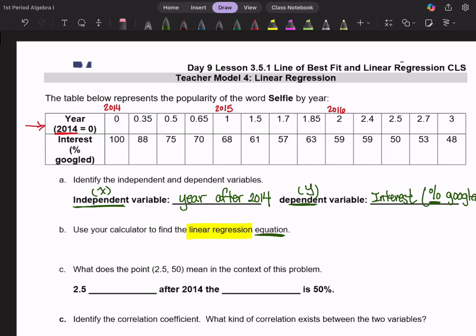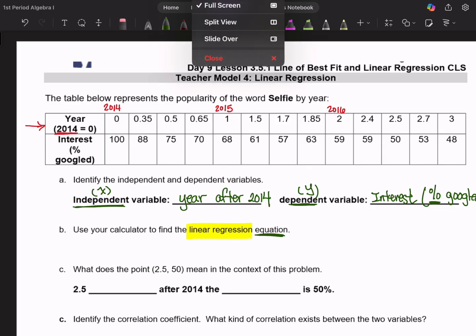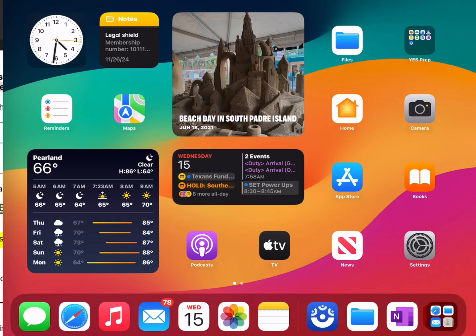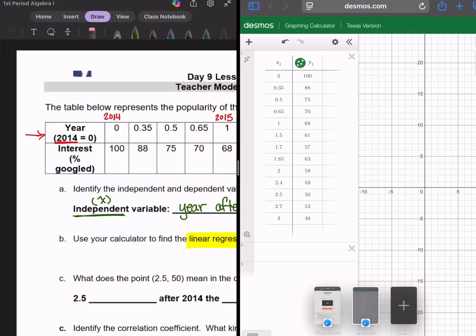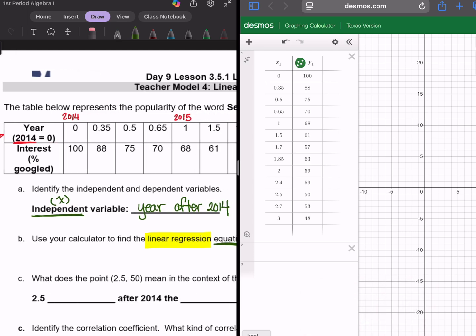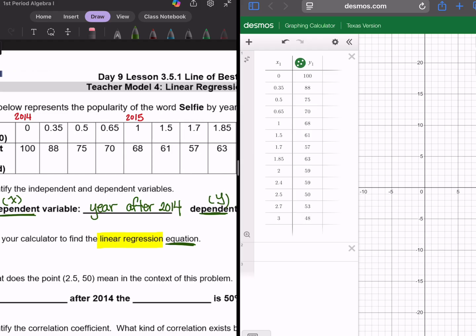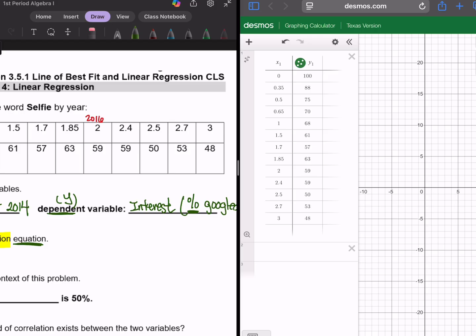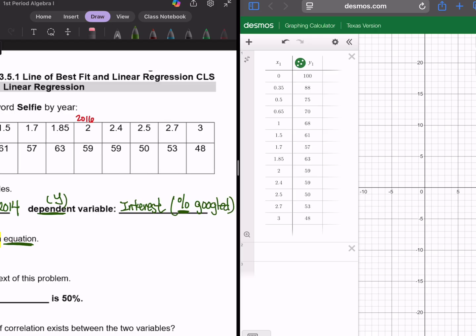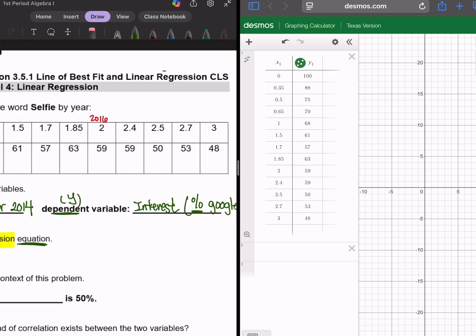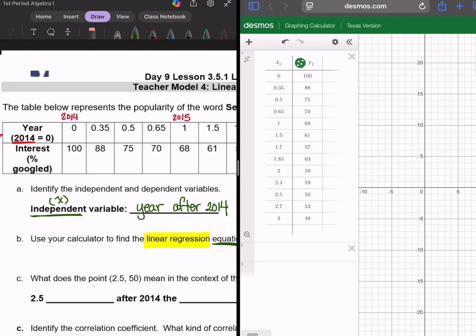So let me see if I can split screen this. Where is it? Desmos right here. Okay, so now I'm in Desmos, and I'm looking at this. I already put in my table in Desmos, because this is a big table. You have to put in every single number, so you have to go all the way to 3, 48, that's the very last point.